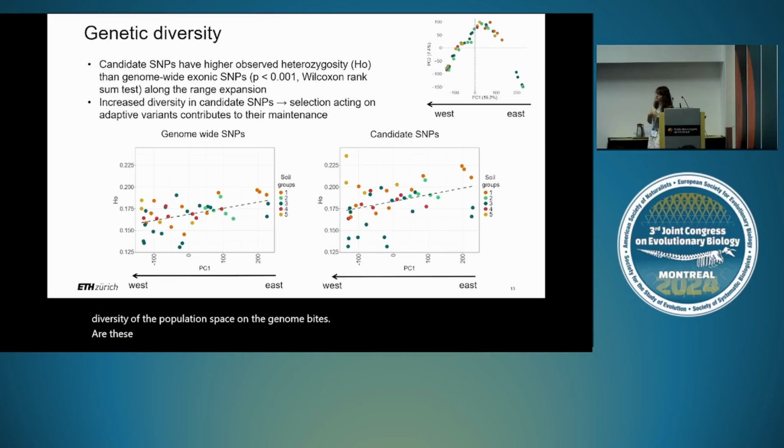Are these populations only from the expansion front? No, all of them. Each point is one population. So we have 43 dots, 43 populations.